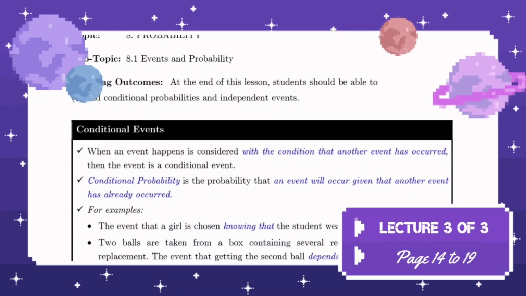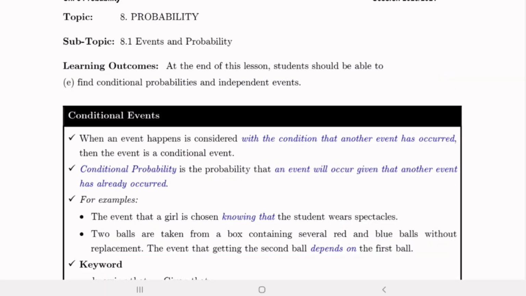Topic 8, Subtopic 8.1, Events and Probability, Learning Outcomes. At the end of this lesson, students should be able to find conditional probabilities and independent events.